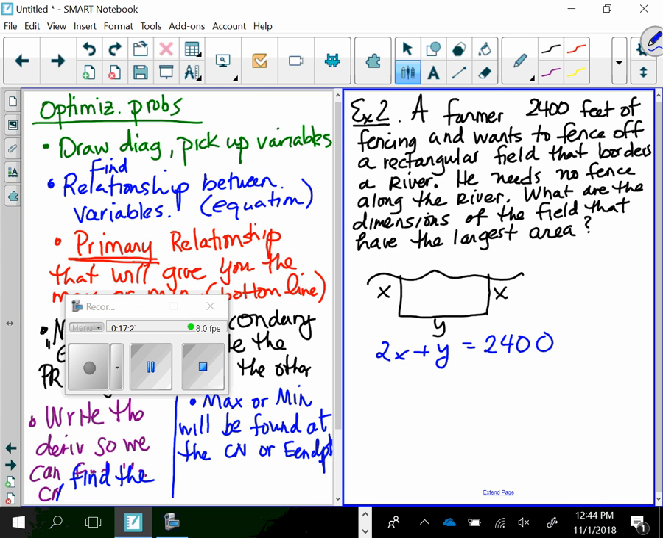So what do I really want? The primary equation. X times y equals A, for area. It's a rectangle, you take length times width. Good job. Okay, now I'm going to merge these. I'll give you a minute. Go ahead and merge them.